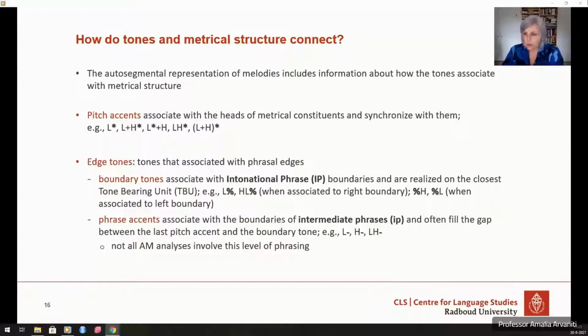In addition to boundary tones, a system may include phrase accents, which are associated with the boundaries of intermediate phrases. In many languages, they fill the gap between the last pitch accent and the boundary tone, and we will see some examples of that from English. However, I should note that not all AM analyses involve this level of phrasing.